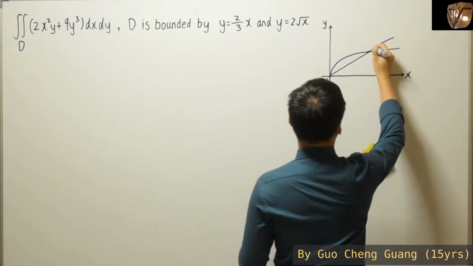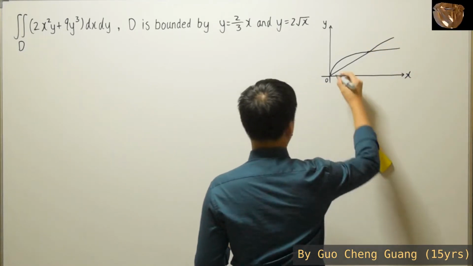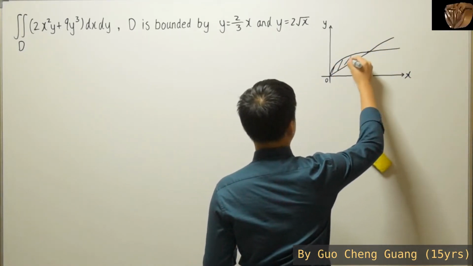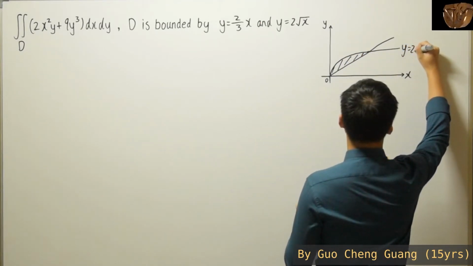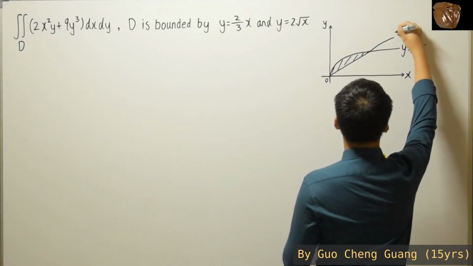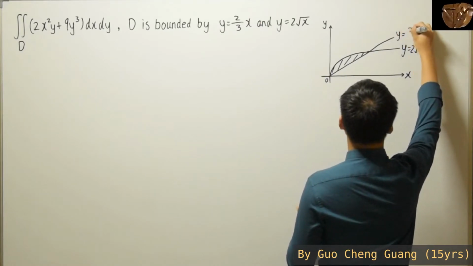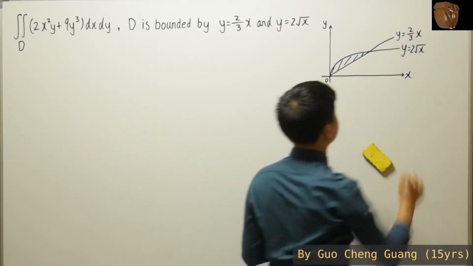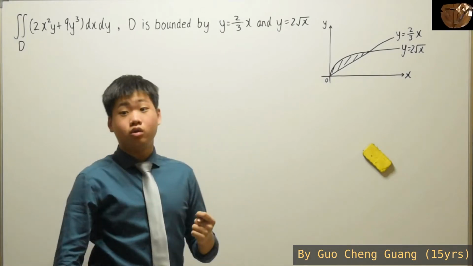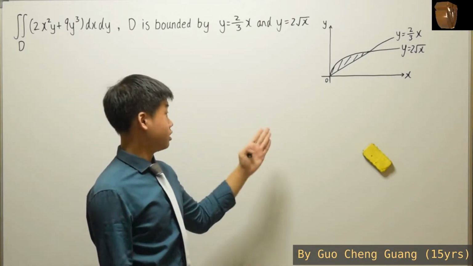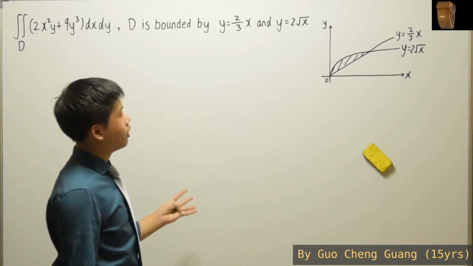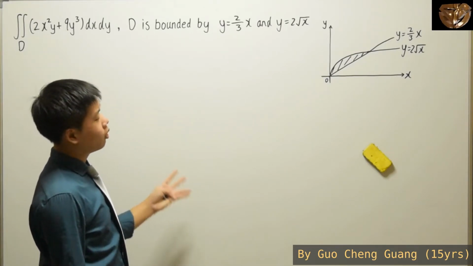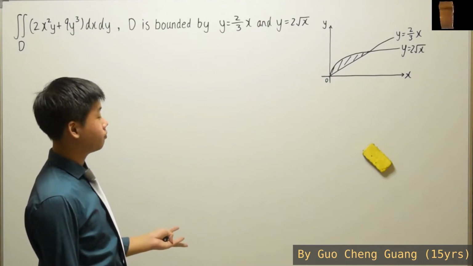That looks something like this, alright? So your area would be this part over here. So here is y is equal to 2 square root x, and this is y is equal to 2 over 3x. Right, so now that we know this is the kind of graph you're going to see, how about we take a look at what kind of boundaries it will have.